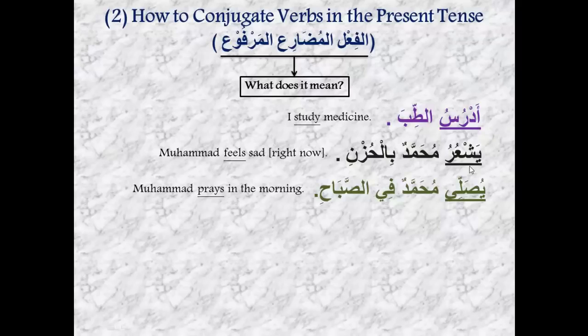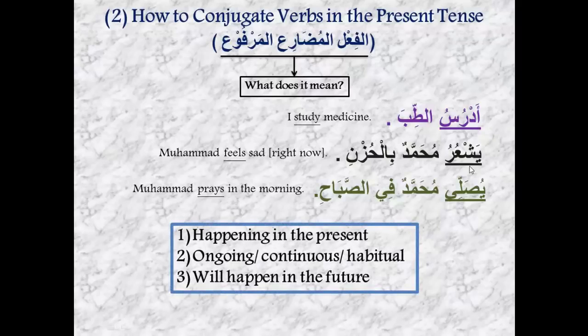So we have several acceptable meanings for al-fi'l al-mudari' al-marfu'. Number one, the action is happening in the present. يشعر محمد بالحزن. Number two, the action is ongoing, continuous or habitual. يصلي محمد في الصباح. He prays every morning as a habit. And number three, which I did not provide an example for, an action that will happen in the future, usually in the near future. This is also an acceptable meaning of al-fi'l al-mudari' al-marfu'. So all three are possible meanings.